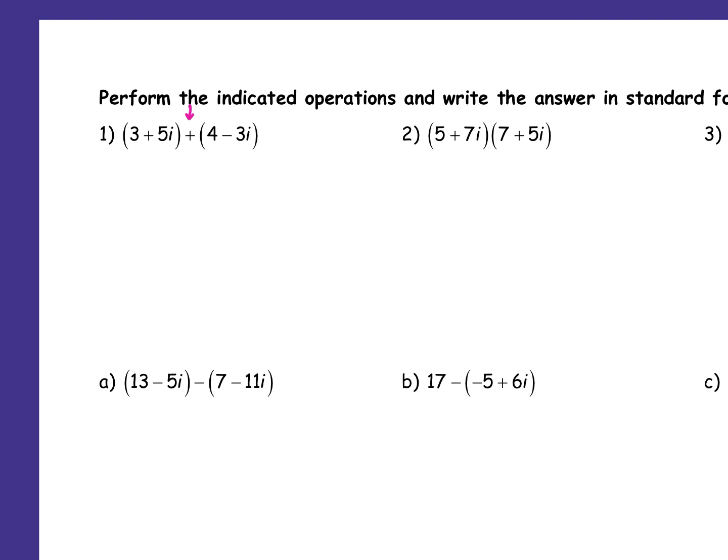So I'm going to add the two together, so I'm just going to add my like terms. My first like terms are the 3 and the 4, and the second ones are the 5i and the -3i. So I get 3 plus 4 is 7, and 5i plus -3i is 2i. That's it, done. So all I'm doing is adding my like terms together.